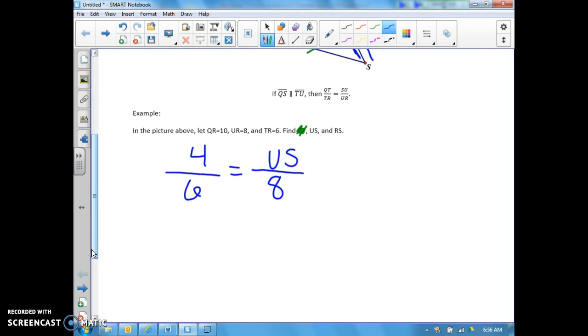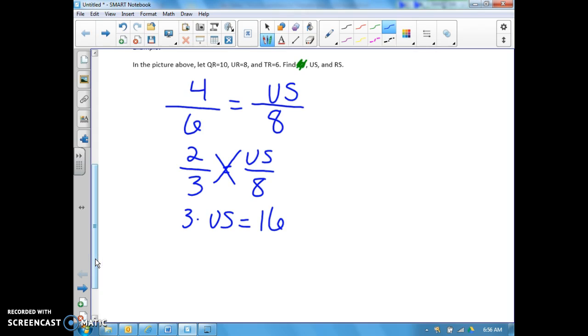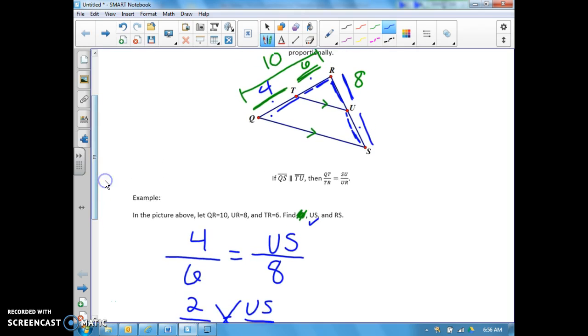I'm going to reduce this fraction over here before starting because I love having reduced fractions. And then I'm simply going to cross multiply. So I get 3 times US equals 2 times 8 is 16. Divide both sides by 3. I get US equals 16 over 3, which cannot reduce. So I am done. Or no, I'm not done. I found US. Check.